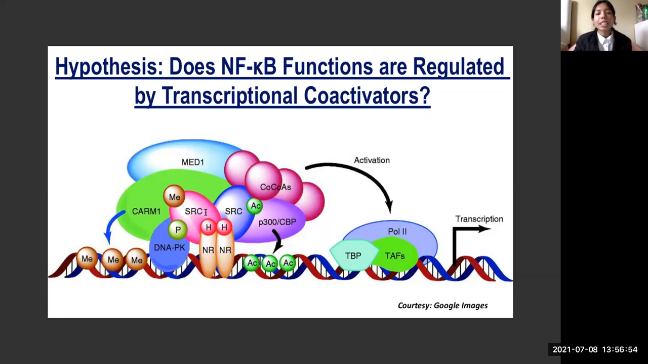Hypothesis. How are NF-kappa B functions regulated by transcriptional coactivators? A coactivator is a type of transcriptional co-regulator that binds to an activator to increase the rate of transcription of a gene or set of genes. The activator contains a DNA binding domain that binds either to a DNA promoter site or a specific DNA regulatory sequence called an enhancer.